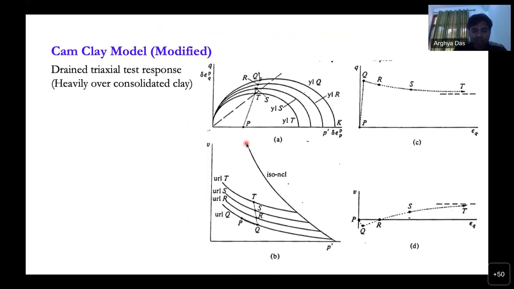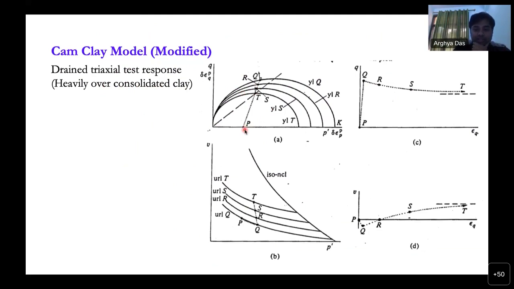Interesting response would be the heavily over-consolidated clay. When we are heavily over-consolidated, that means your isotropic compression pressure is much lower than the decompression pressure. Then what will happen? Our expectation is that the sample will dilate, and there is a chance the sample is going to show a softening type of response.